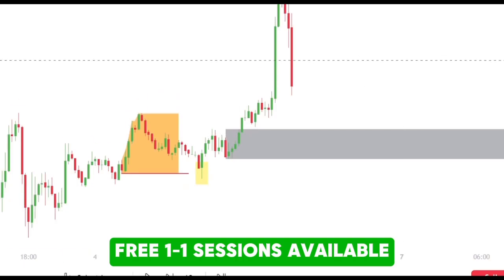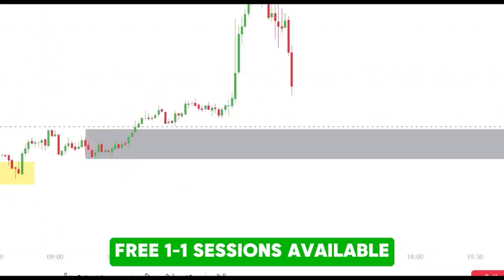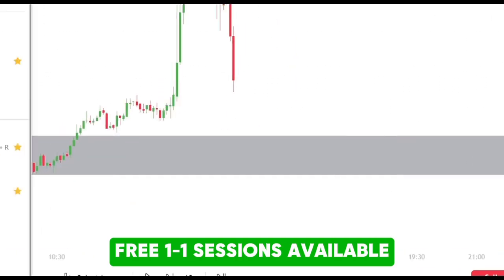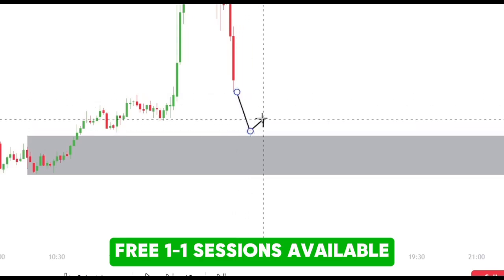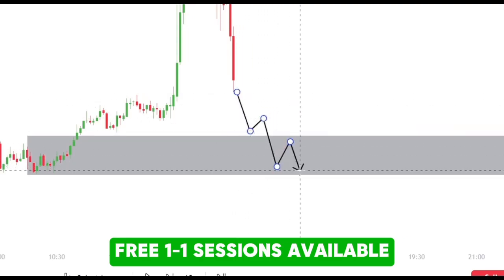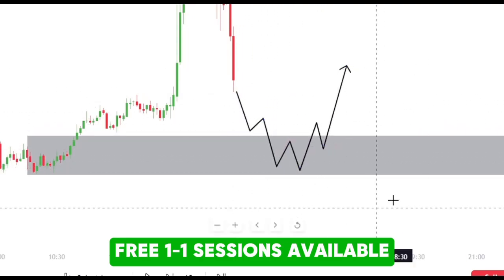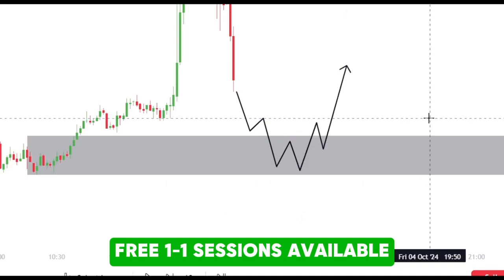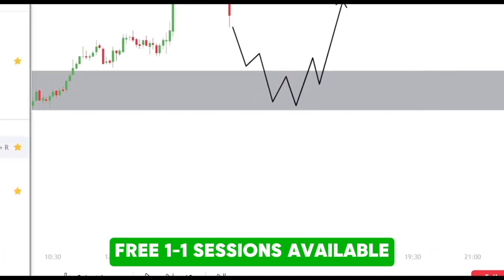So when price gets into this 15-minute fair value gap, if we go down to the 5-minute time frame, we are looking for something very simple. We are looking for this. That's all we're looking for. So it's very simple on the surface, but we're going to be using order flow to our advantage.